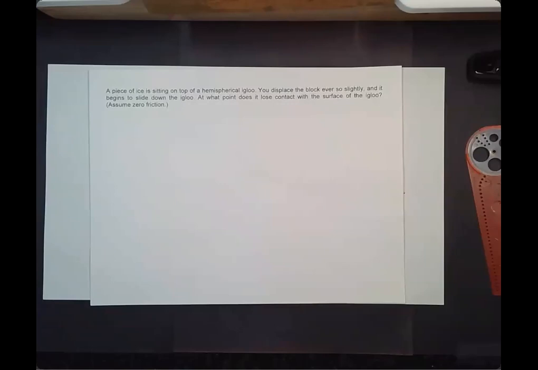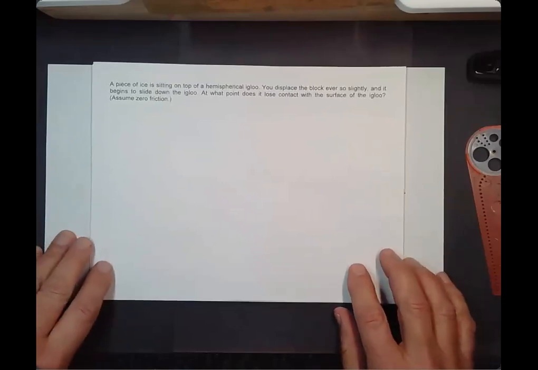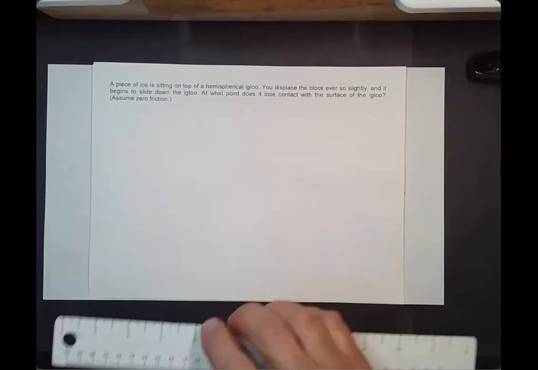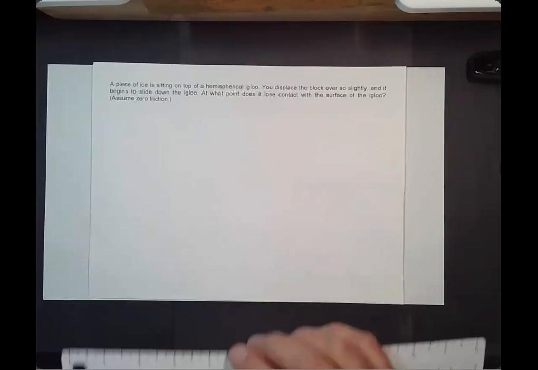I want to start today with kind of an off-the-wall problem. This is a classic, actually. It's used in a lot of classes, but we have a piece of ice sitting on top of a hemispherical igloo, and you displace the block ever so slightly, and it begins to slide down the igloo. At what point will it lose contact with the surface of the igloo? And we assume zero friction.